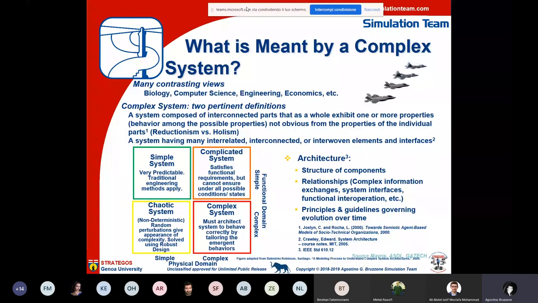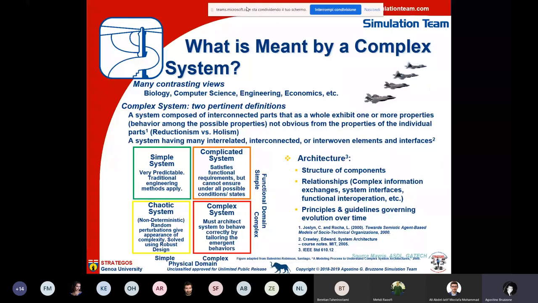Among these, normally there is a combination: they could have a simple or complex function and a simple or complex domain. Let me make an example. A simple system has a simple function and a simple physical domain, and is very easy to predict. Normally, we very easily use an engineering approach, and let me say usually even linear analysis. It is a linear system, almost linear, at least linear within some boundary, some range, so we can easily address it.